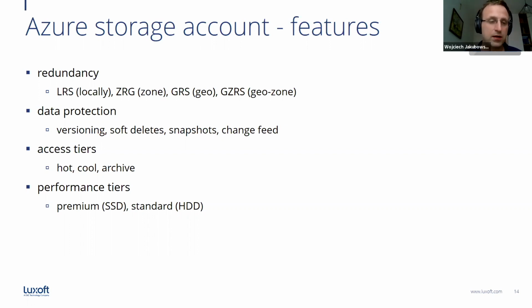And archive goes even further, where the data is super cheap, but you need to wait up to 4 hours to access it. So this is for some real data archiving. And there are also performance tiers, which is basically about determining if your data lives on fast but expensive SSDs or on slower but cheaper HDDs, so spinning drives.